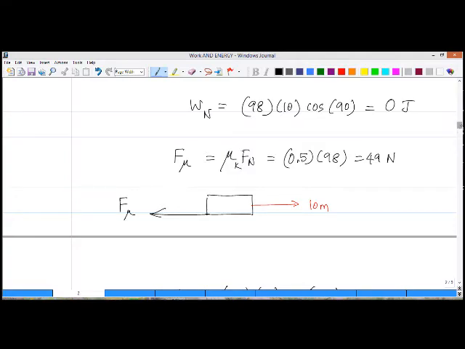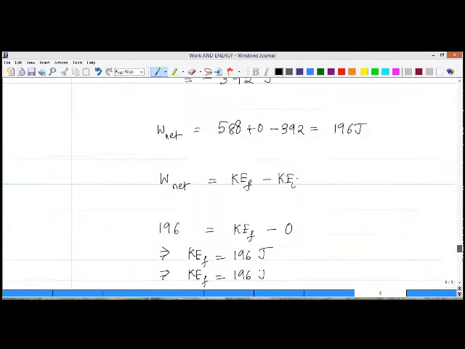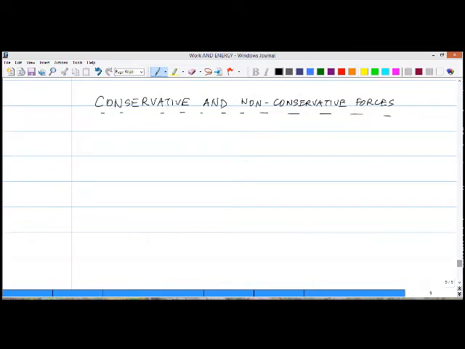Okay, so we are now ready to define conservative and non-conservative forces. The concept is going to be very useful for us as we'll realize that for forces that are conservative, we are able to think of the work done by those forces as storing energy in some form, which we call the potential energy.